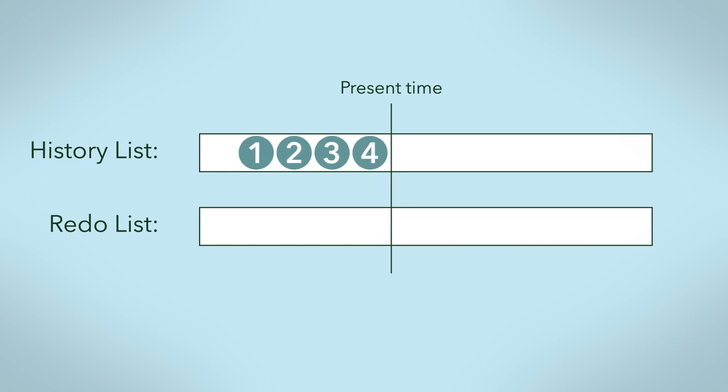Let's redo another command. The redo list will also need to be emptied every time a command is executed, because usually you can't redo a previous edit after a new edit has already been made. So that's how you can use the command pattern to create your text editing software.